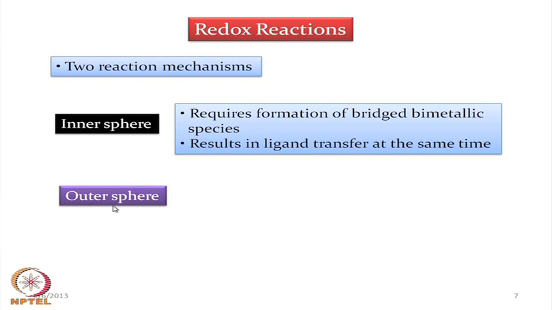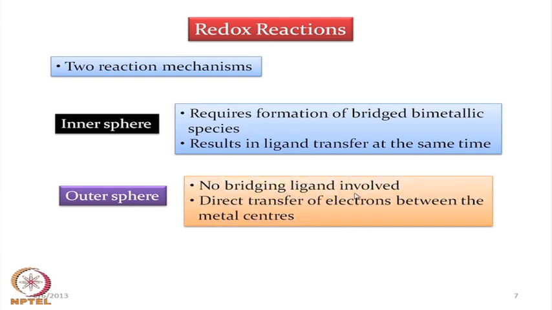Another type of mechanism that can take place is the outer sphere type of mechanism, where this sort of bridging is not required and there is direct transfer of electrons between the metal centers. So metal centers are involved and there will be a direct transfer of electrons through an outer sphere mechanism, whereas in the inner sphere mechanism the bridging is important.